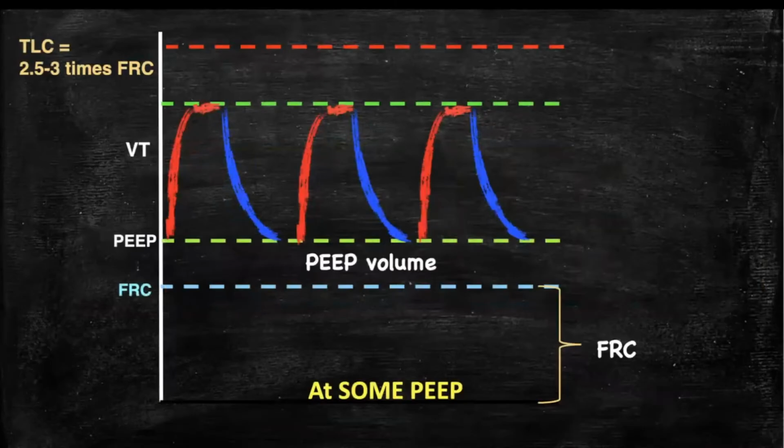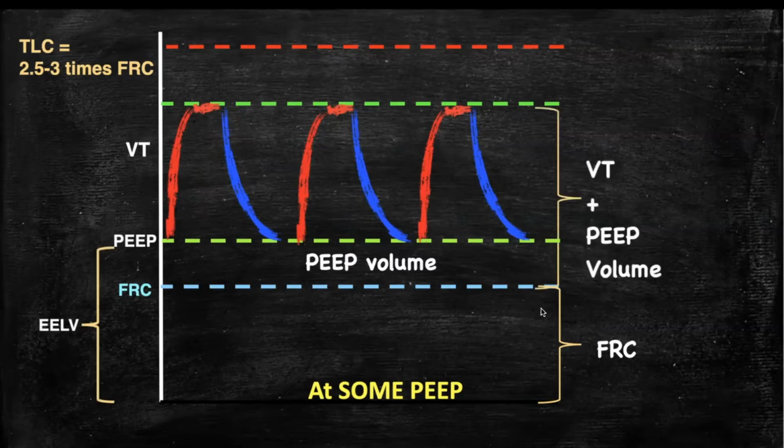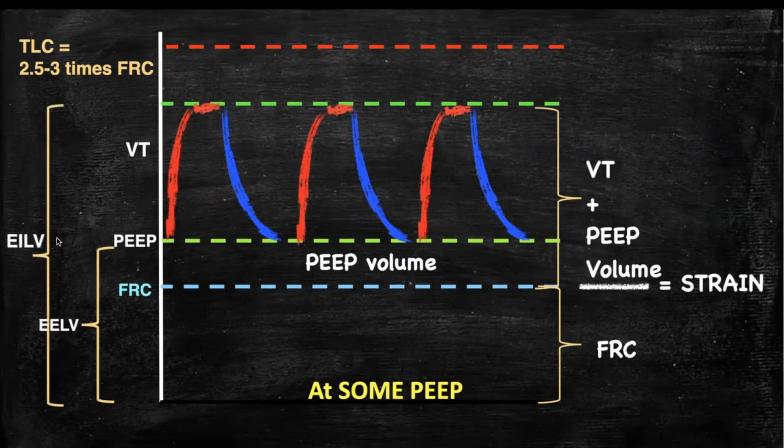Now, when you introduce a certain PEEP into the system, positive end-expiratory pressure, you are basically introducing a certain PEEP volume. And when you do that, you have an end expiratory lung volume, which is the combination of PEEP volume plus the FRC. And the strain now can be calculated as the ratio of tidal volume plus PEEP volume divided by FRC. And this is your end inspiratory lung volume from here.